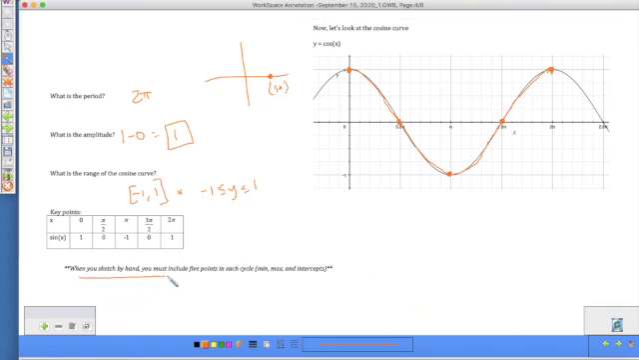Also, when you sketch by hand, you must include 5 points in each cycle. By cycle, I mean period. Okay, and it says the min, the max, and the intercepts. Okay? So now, let's look at what happens with some things here.